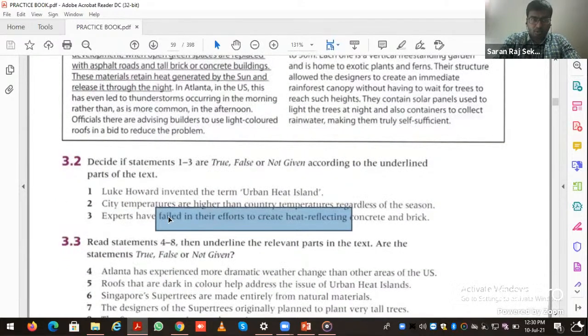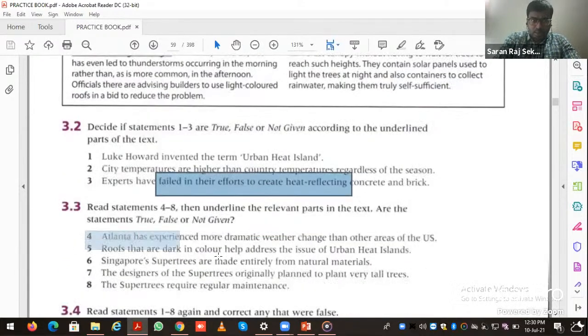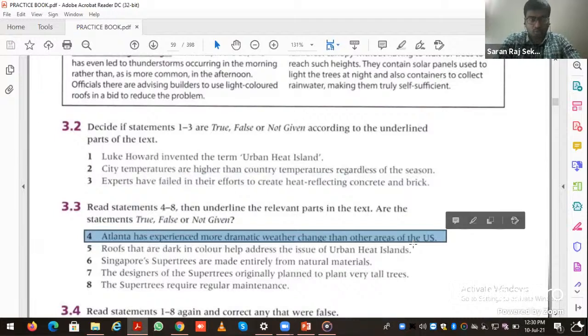So I'm going to the fourth one. Atlanta has experienced more dramatic weather change than other areas of the US. I'll come back to the third one after doing my fourth one. I'll try to say why. So here, Atlanta has experienced more dramatic weather change than other areas of the US. So when compared to the other areas of the US, Atlanta has experienced more dramatic weather changes. This is how you understand the question.